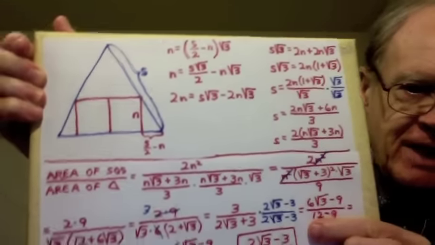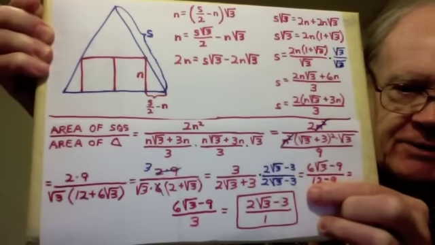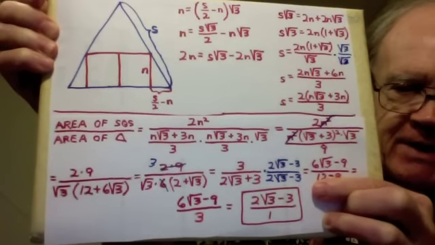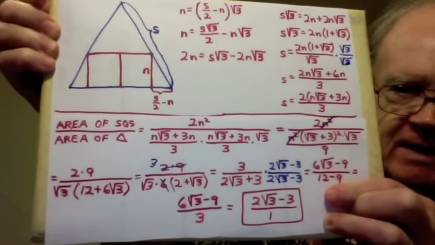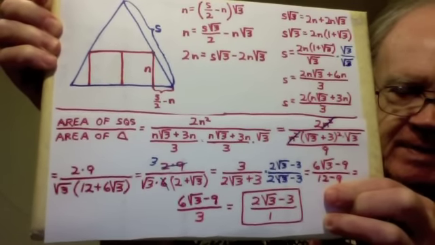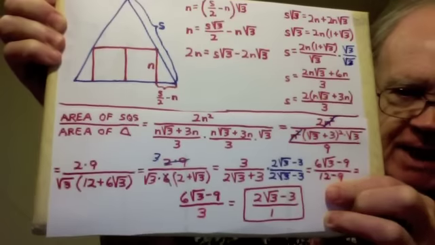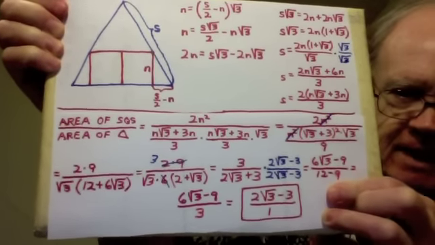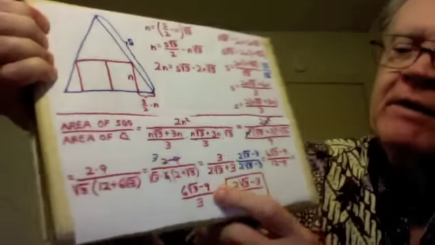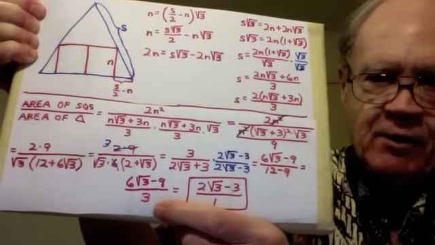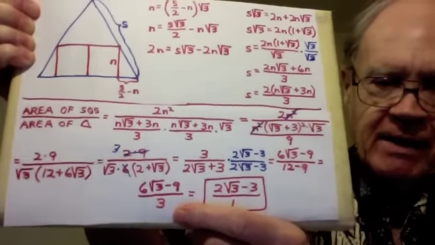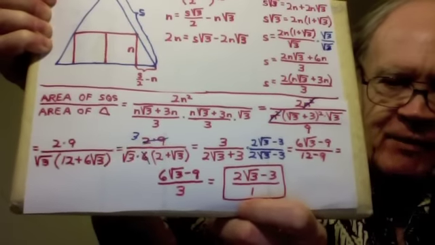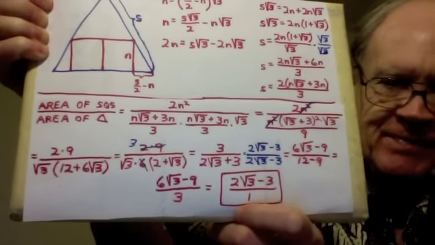But I'm going to rationalize the denominator. To do that, I multiply numerator and denominator by 2 root 3 minus 3, and I get 6 root 3 minus 9 over 12 minus 9, and 12 minus 9 is 3, so I have (6 root 3 minus 9) over 3. I divide numerator and denominator by 3, and I get what for me is the best answer.